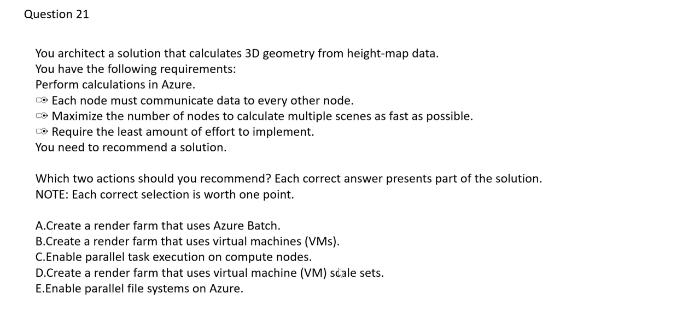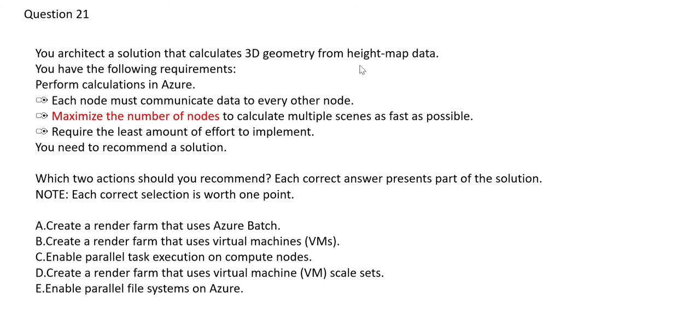Our first step is to understand the story. Now in this question, we need to identify two actions that we should recommend out of these options. There are 5 options given. So the first one says create a render farm. So if you see, there are 3 options which suggest render farm.